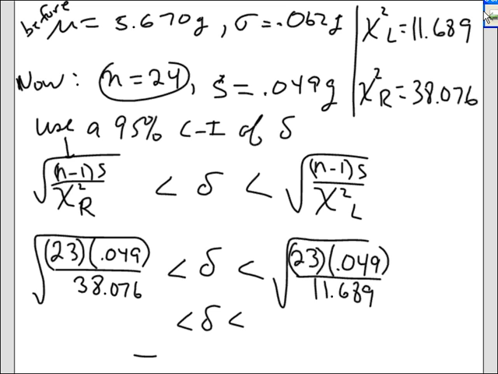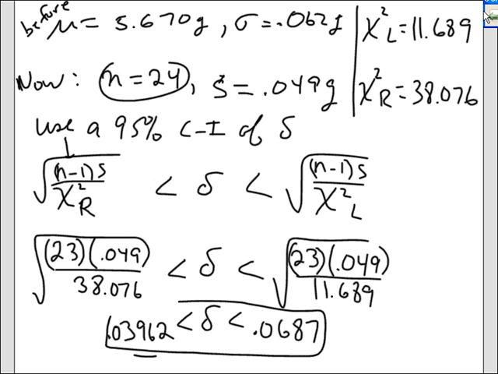Well, it turns out that the left number is 0.03962. And the right number, if I didn't make any silly mistakes, is 0.0687. And here is your confidence interval for sigma.